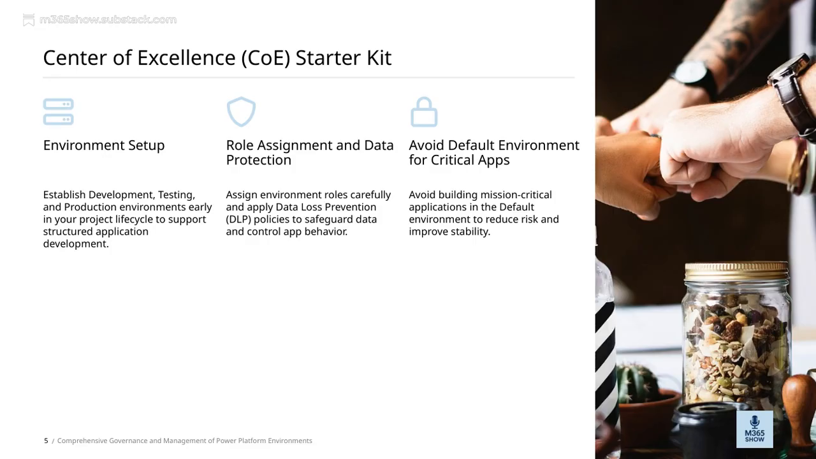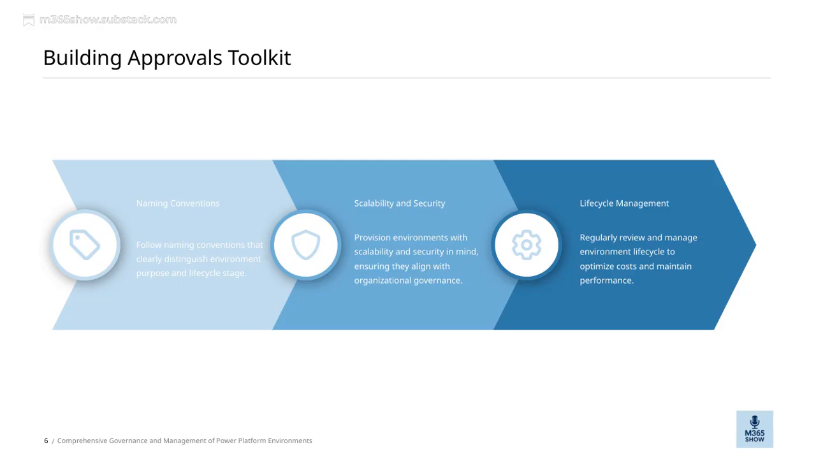Finally, establishing dedicated environments for development, testing, and production early in the project lifecycle is a best practice. It creates a structured approach to app development, ensuring that each phase is isolated and controlled. This setup not only improves quality, but also streamlines the deployment process, making our overall Power Platform management more effective and secure.